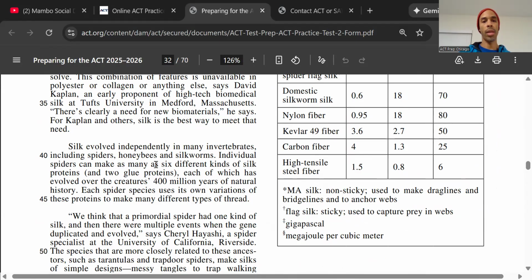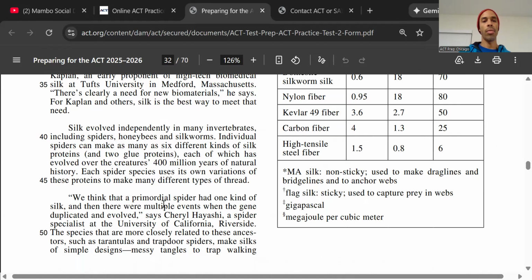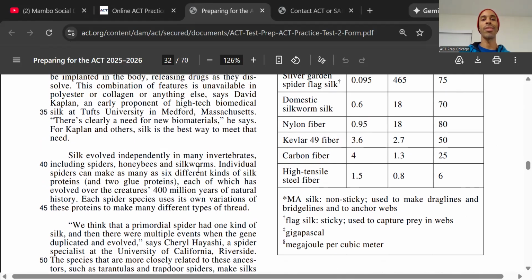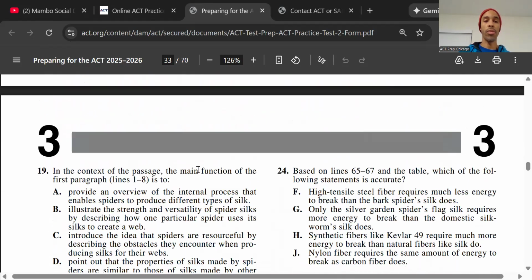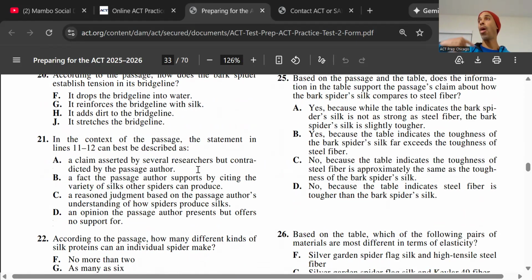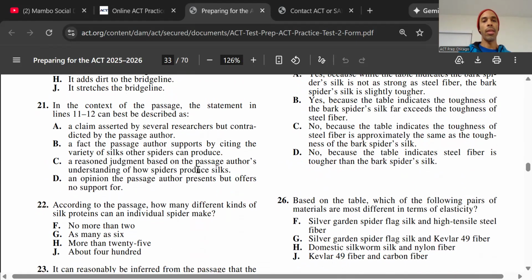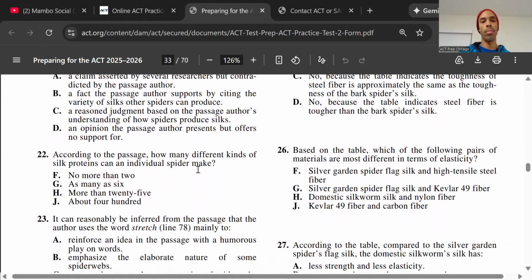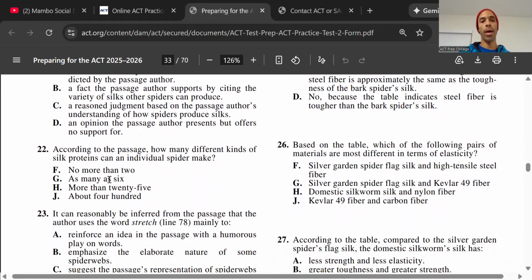Individual spiders can make as many as six different kinds of silk proteins. Wow. I'm so glad I went back. I remember reading 400, but it was 400 million years of natural history. That would have been wrong. So six different kinds of silk proteins. Hopefully you guys are watching me do this. This is important to me, doing it now while you guys can see it, so you can see that I could have easily made a mistake on that one. So about as many as six different kinds of silk proteins.